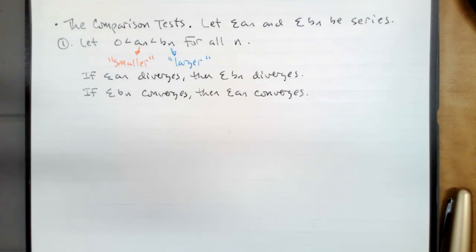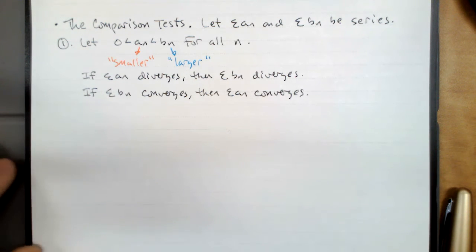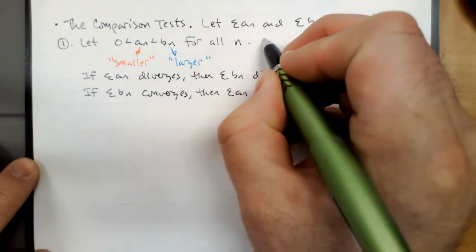This is just a statement of the comparison test. So what's going on here is we have a series in question, and then the other one is a known series, a series that we know about. So there are two series. One series is in question, the other series we know. So note.